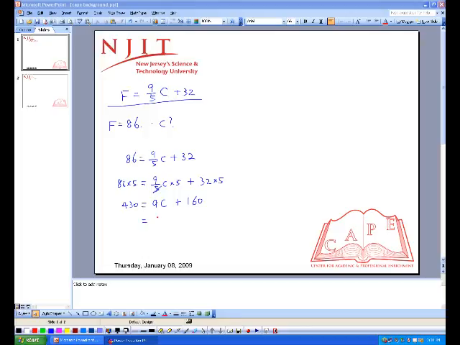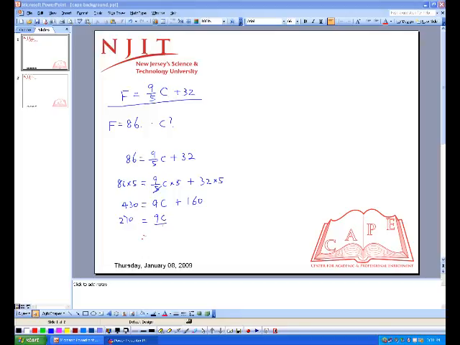So let's try to do that in our head. 160 subtract 160 is simply 0. So it's 9C. 430 subtract 160. Think about that. 43 subtract 16 gives you 27, so 270 equals 9C. Now, in order to get rid of 9, we should divide both sides by 9. Divide both sides by 9.